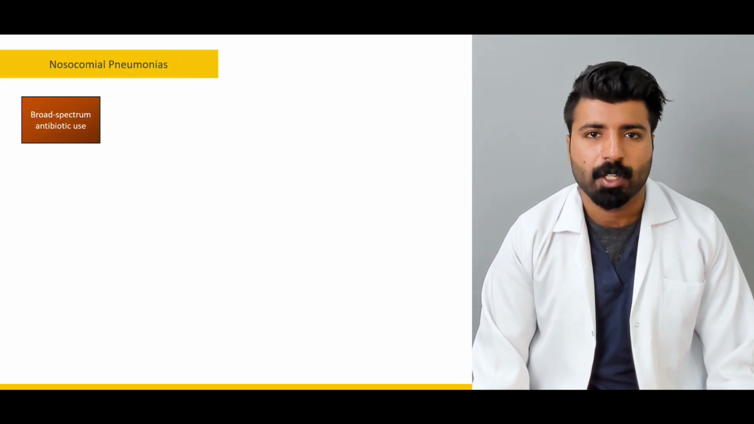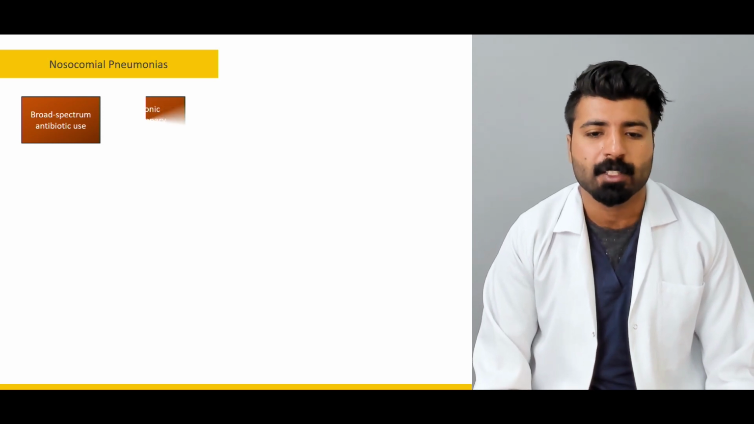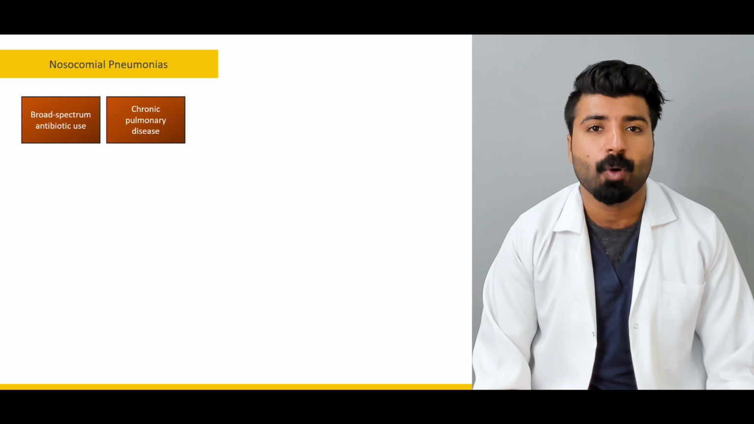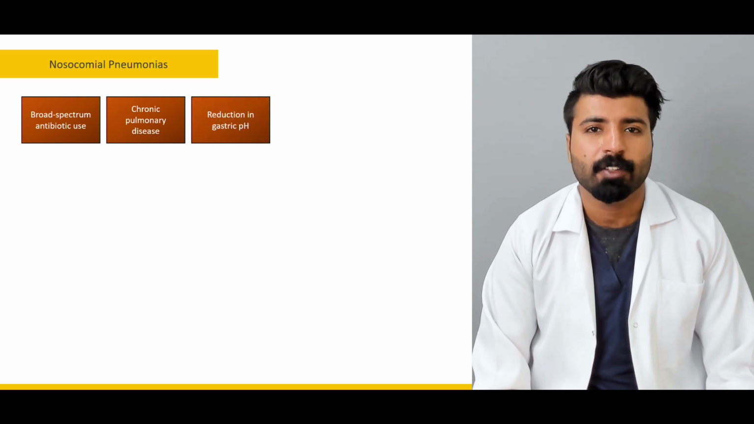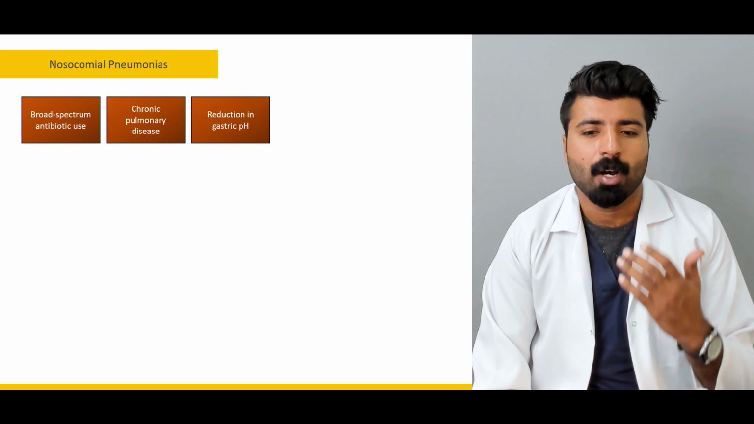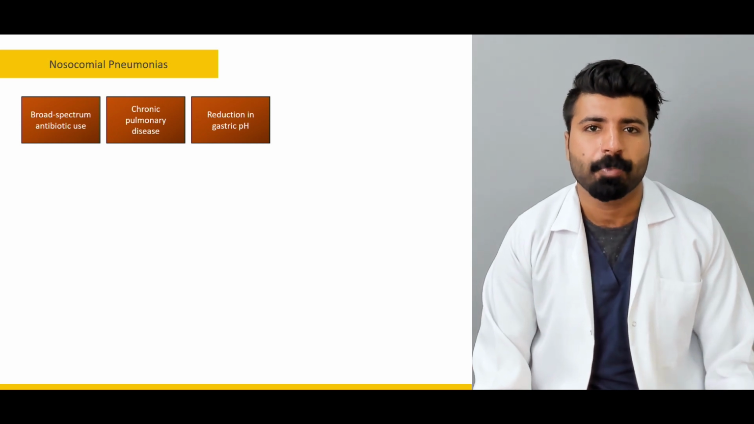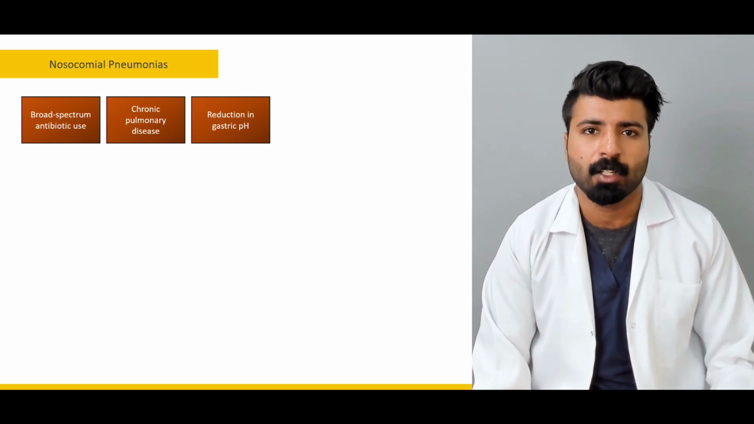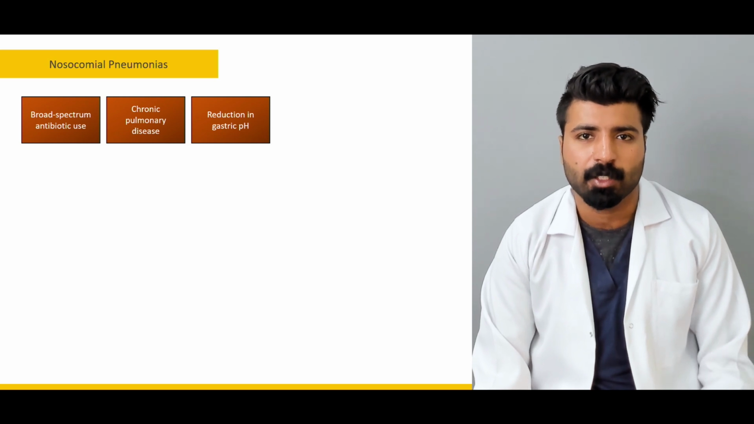So nosocomial pneumonias can be due to what? All of these were sources of hospital-acquired pneumonia. But what are going to be the pathological causes of it? Use of broad-spectrum antibiotics. Then it can be because of chronic pulmonary disease. It can be because of reduction in gastric pH. When gastric pH is reduced, what will happen? GERD will come up. It will somehow get aspirated and lead to pneumonia, because many bacterial colonies will be there.